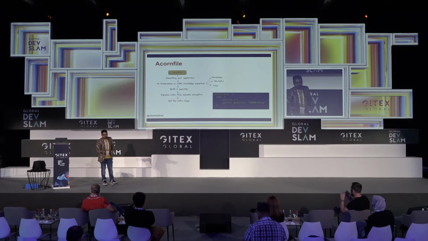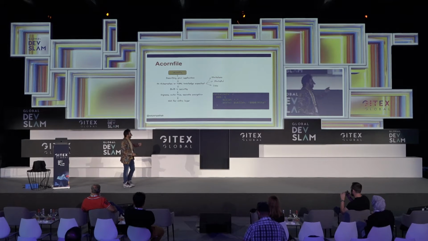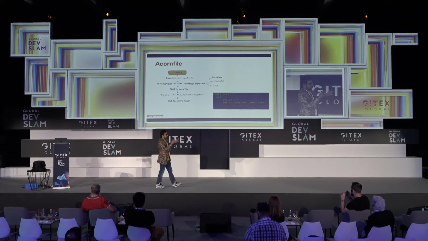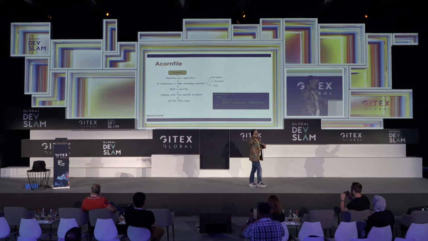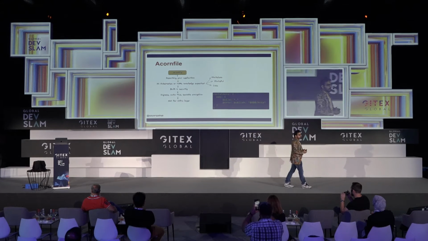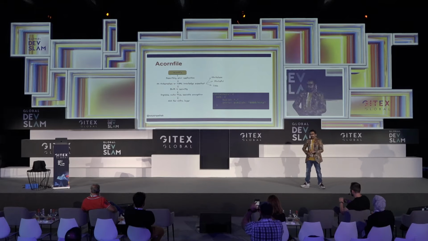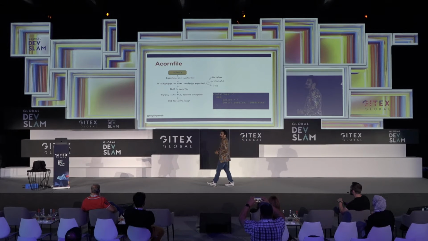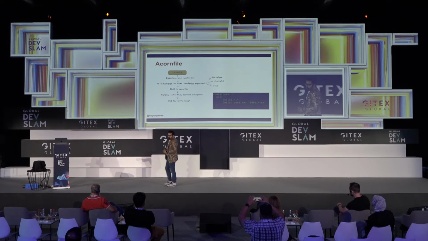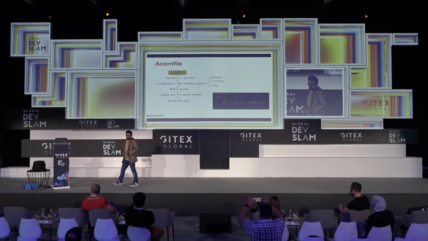So this is how an Acorn file looks. I mean, it's very readable. It's a different kind of DSL, which is derived from the CUE language, and it provides you a lot of flexibility. You can do a lot of if-else conditions on top of that. And no Kubernetes or YAML knowledge is required.